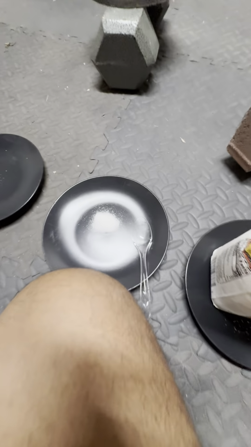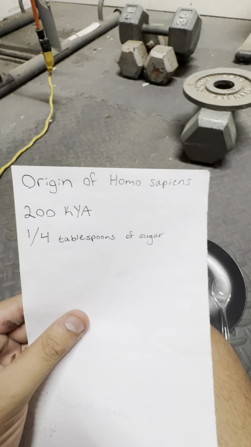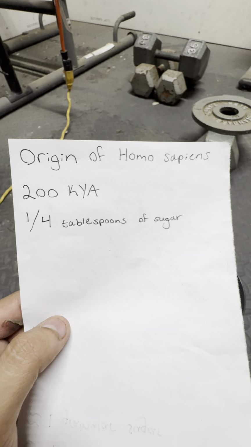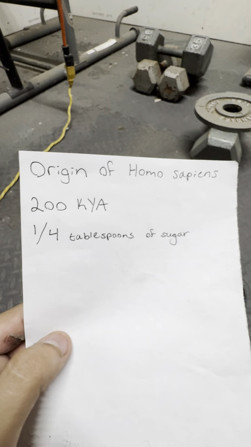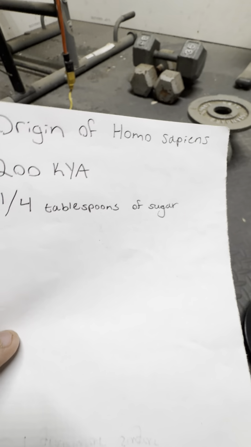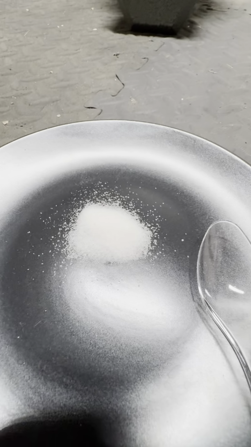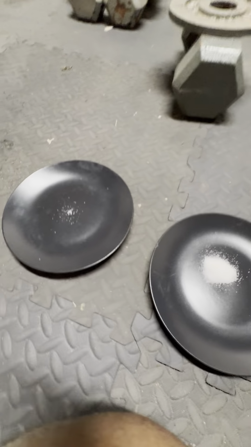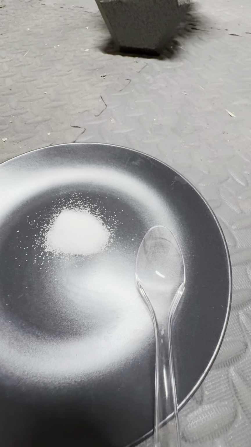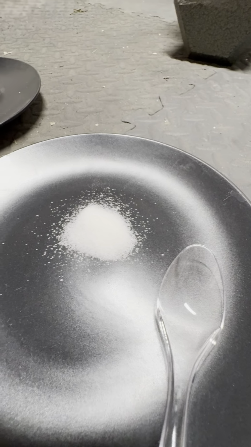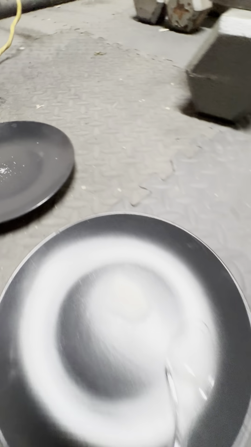Now moving forward to the origin of Homo sapiens, approximately 200,000 years ago. And that would be equivalent to 1/4 of a tablespoon of sugar. Now, as you can see, it's much more. You can see it, and it's very much different than just a single grain.